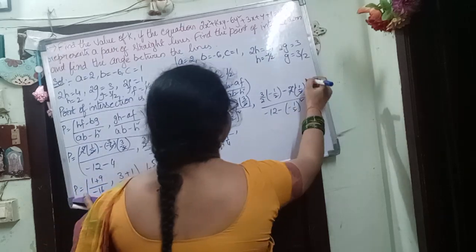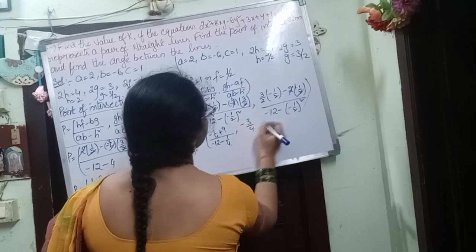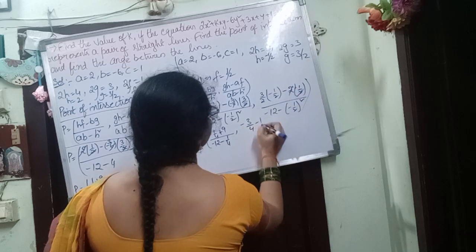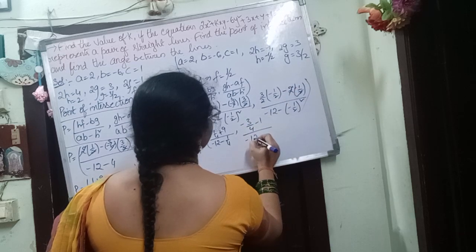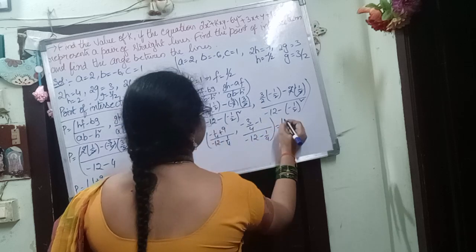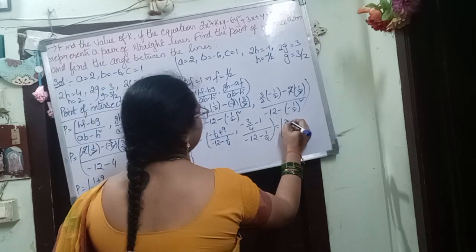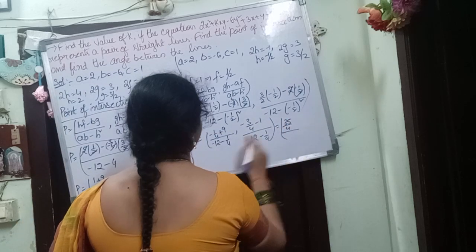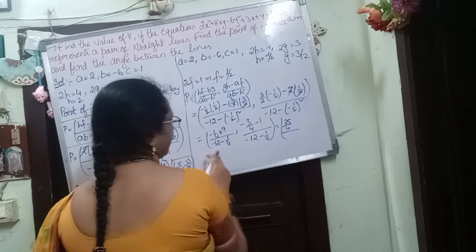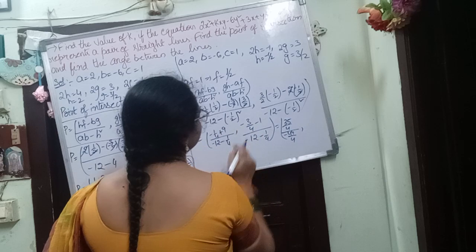Let us do this one more time. This is what you will get. Minus 3 by 4, the 2 cancels, you will get minus 1 by minus 12 minus 1 by 4. That equals minus 1 plus 36, that is 35 by 4 by 12, 4 is 48, minus 48 minus 1, minus 49 by 4. This is what you will get.